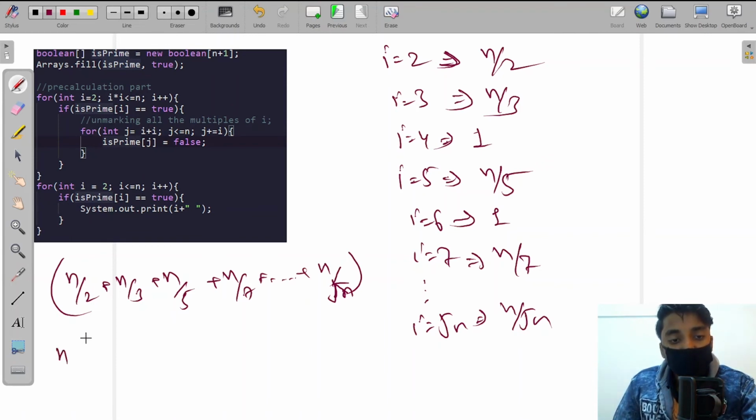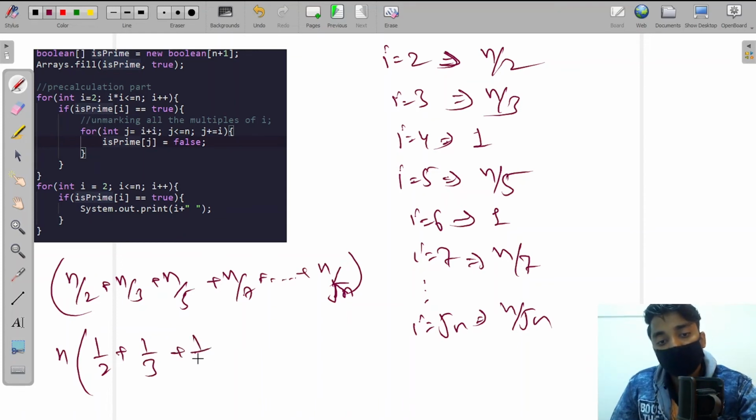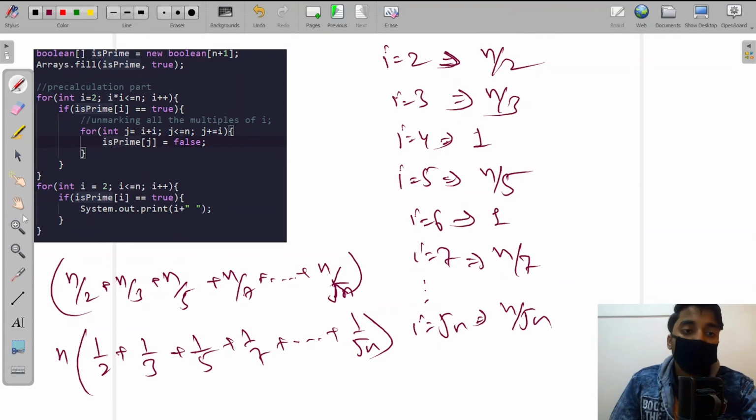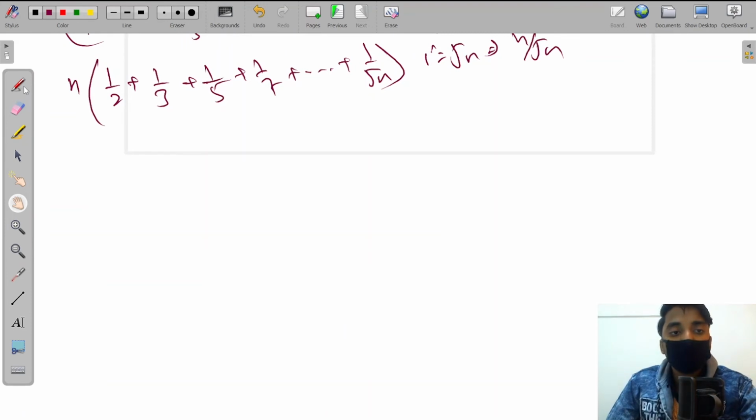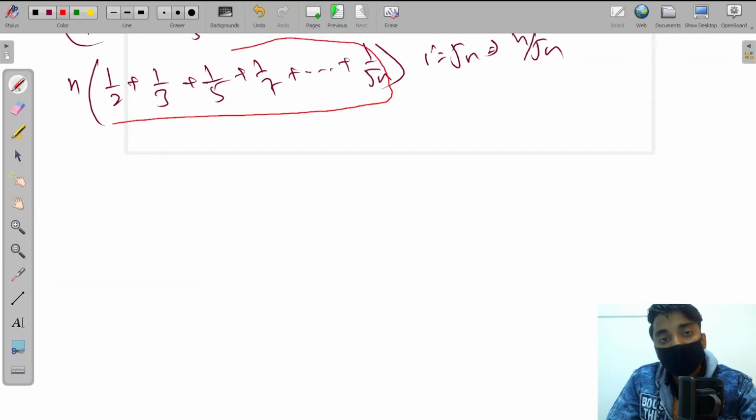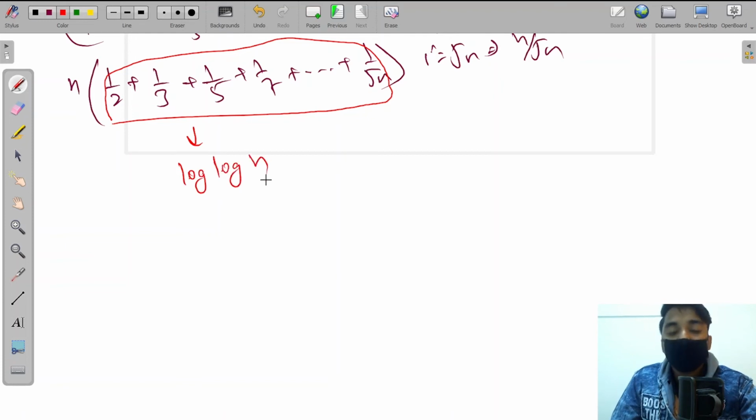Now take the n as common. So n times 1 by 2 plus 1 by 3 plus 1 by 5 plus 1 by 7 plus dot dot plus 1 by under root n. So this will be the time complexity of this program. Here if we solve this, it will be equal to log of log of n, and there is n multiplying with this, so this will be the time complexity.